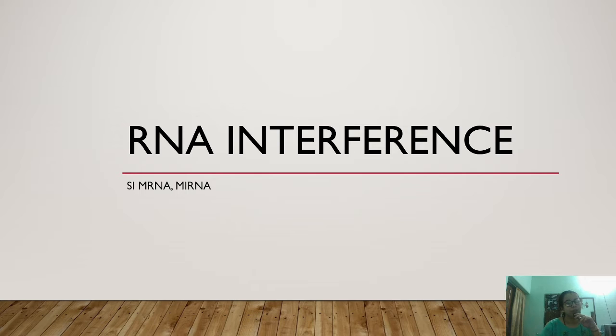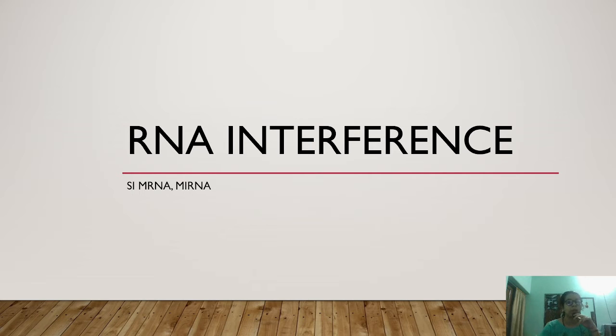In this part of the video, we are going to discuss RNA interference. What is RNA interference? RNA interference refers to RNAs which are responsible for different types of processes that take place post-transcriptionally. Some of them, like siRNA, small interfering RNA, and miRNA, microRNA, are responsible for the gene silencing process. What is gene silencing?